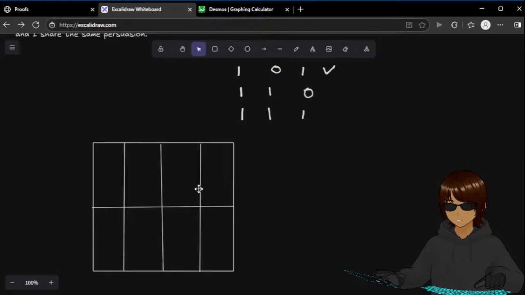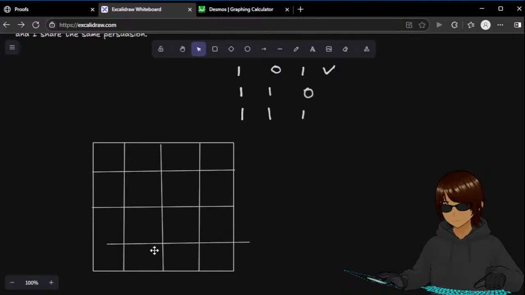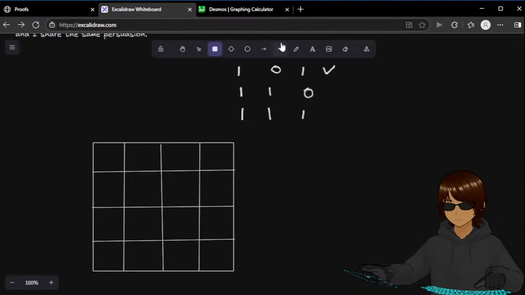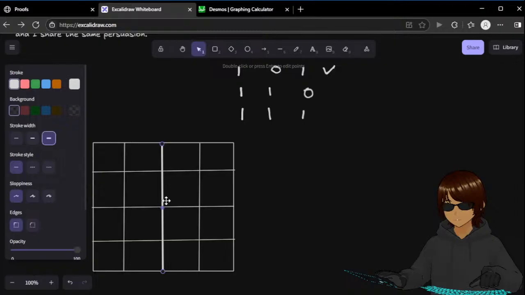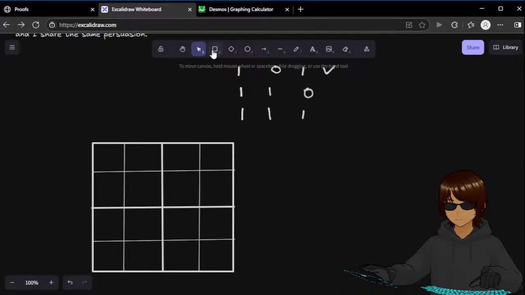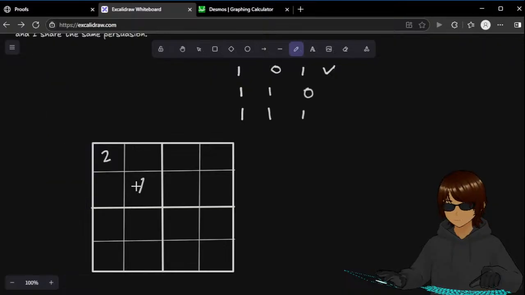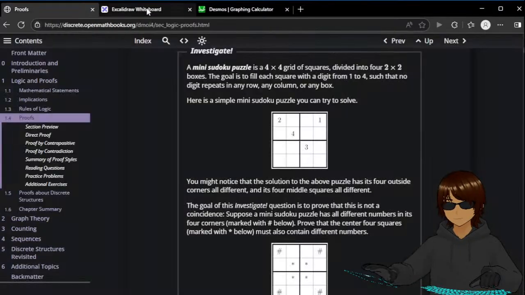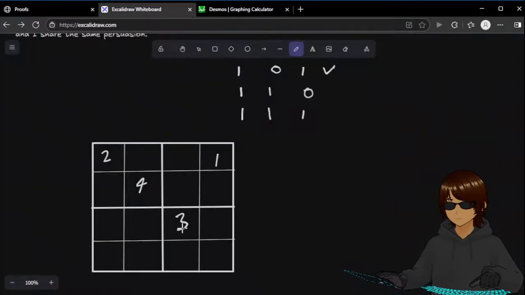So when they say box, they mean this box over here. I should take in this line, like that, that, like that. So we have 2, 4, 1, 3. And we need to solve this, right?